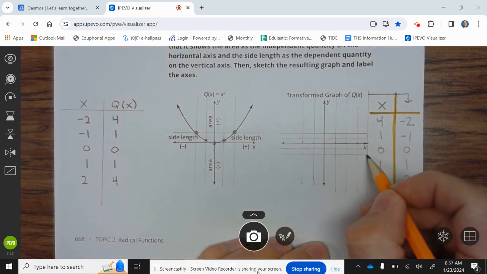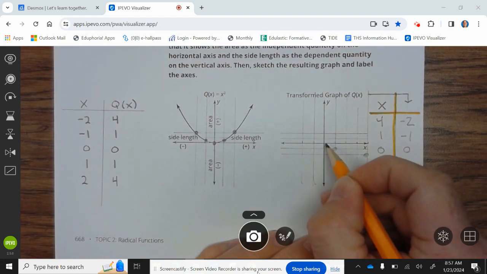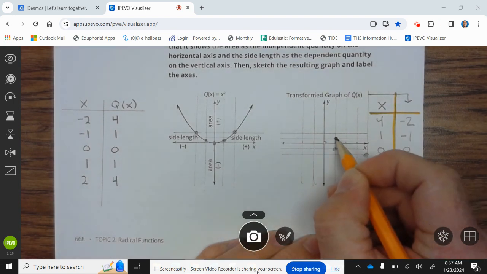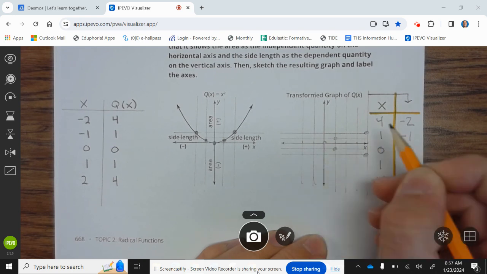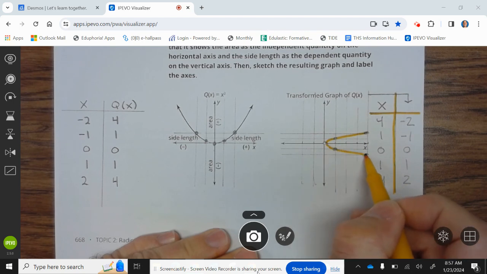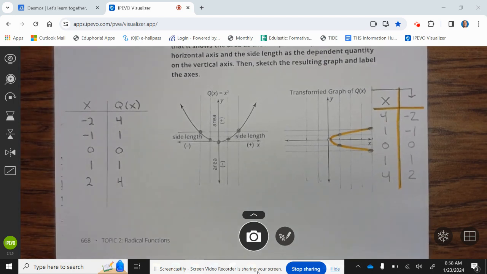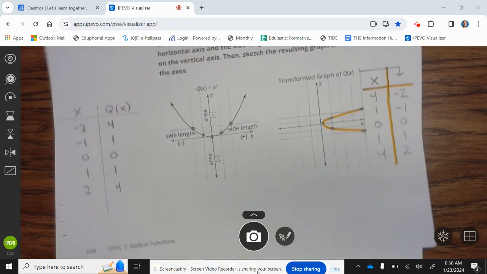So 4, -2, 1, -1, 0, 0, 1, 1, 4, 2. All right, go ahead and finish it up. Let's take a look at the next page.